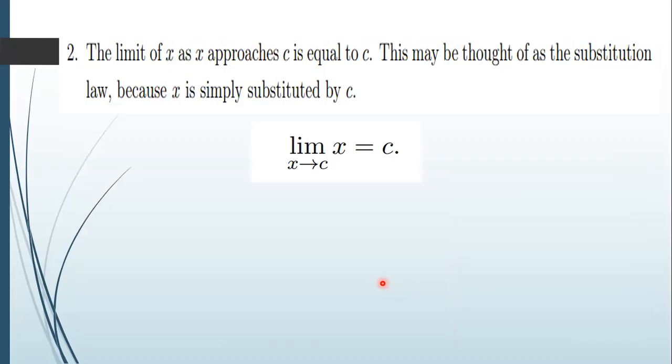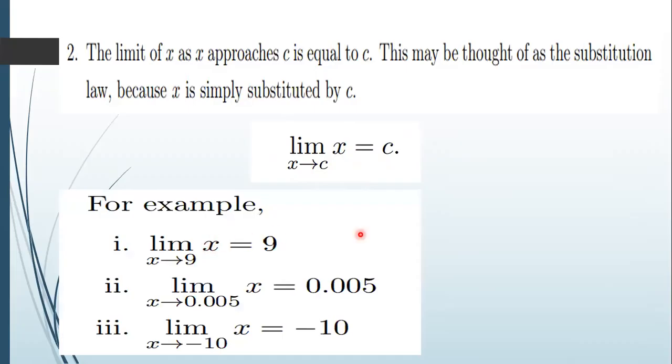Now let's try the second theorem. The limit of x as x approaches c is equal to c. This may be thought of as the substitution law because x is simply substituted by c. In other books, they name it the identity theorem. If given a limit of x, where x approaches c, it's just equal to c. So this is our second theorem.